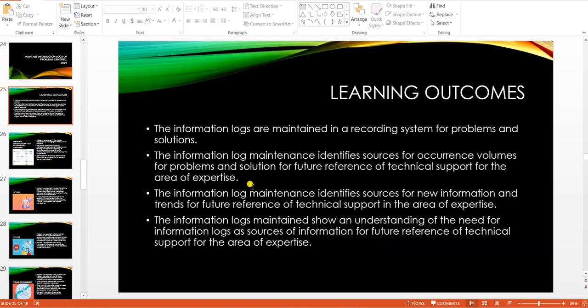The first item is the information logs are maintained in a recording system for problems and solution. So when we have a recording system, that's more of your database. There's one analysis or one technique that talks about the recording system where we can log in problems for future references. And also we've got the information log maintenance, which identifies sources for occurrence, volumes for problems, and solution for future reference of technical support for area of expertise.